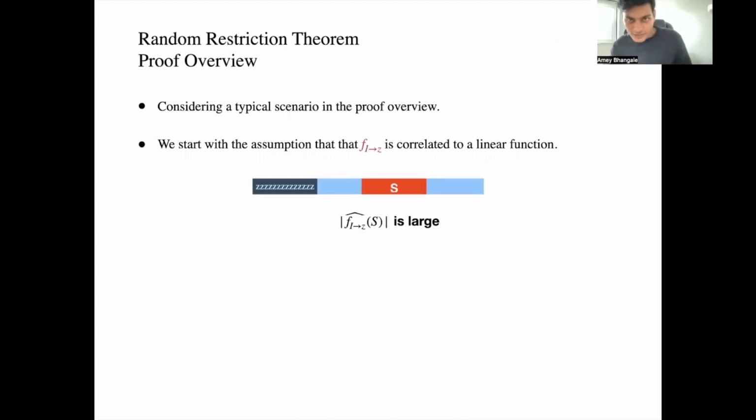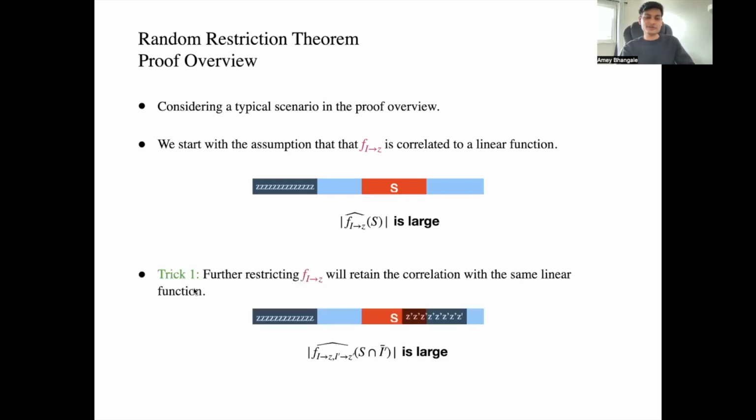So we consider a typical scenario in the proof overview. Let's start with the assumption that the restricted function is correlated to a linear function. In this picture, this is the subset I, and this is the restricted part. After doing that, F is correlated to chi_S. I'm representing the linear function by the corresponding subset S here.